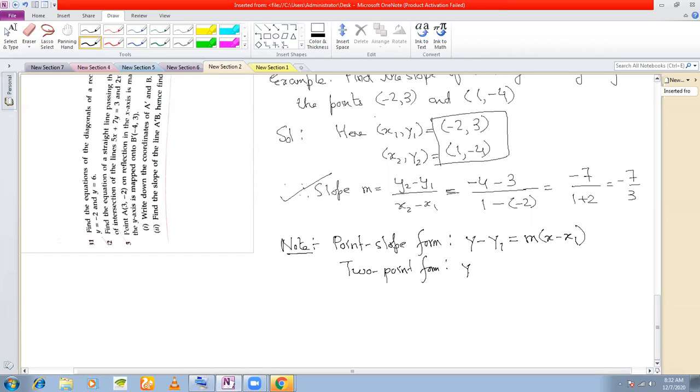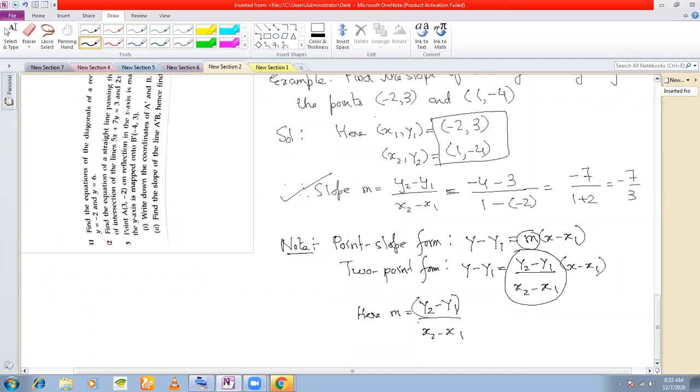The two point form is y minus y1 is equal to y2 minus y1 by x2 minus x1 into x minus x1. This is your two point form. If you compare these two, you see that this m here is nothing but this part. So here, what is the slope? We are getting the formula for slope, y2 minus y1 by x2 minus x1.